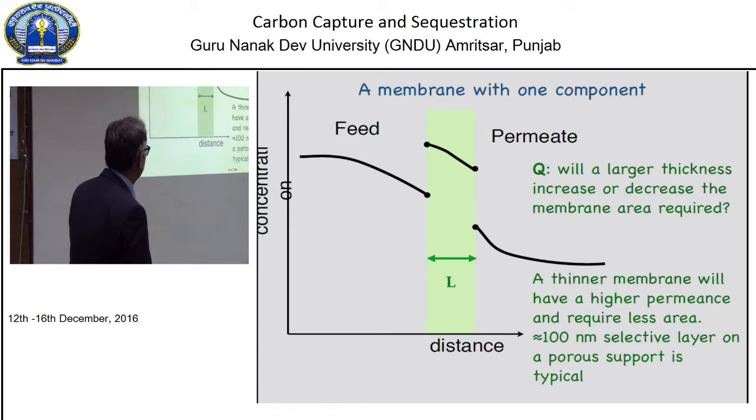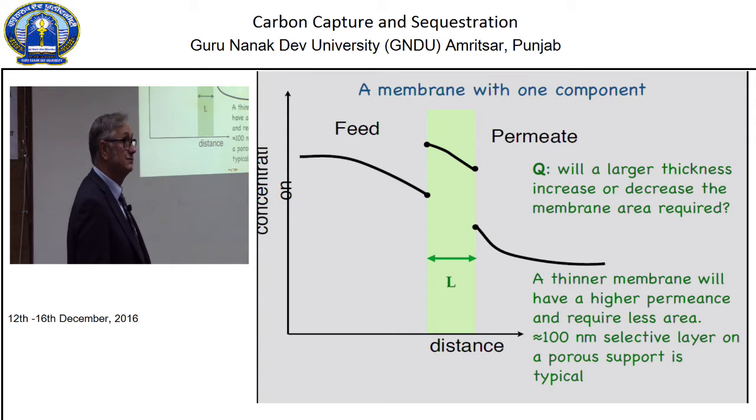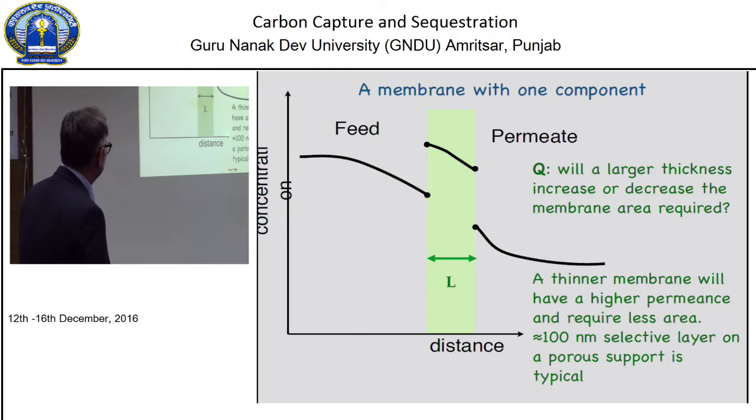So a thinner membrane has higher permeance, less area. And so what you find in the literature is people are targeting 100 nanometers as the thickness of the active layer. 100 nanometers, that's 1,000 angstroms, that's a very thin layer. And so the manufacturing of these kind of membranes is a challenge.